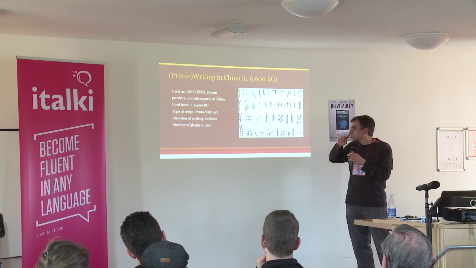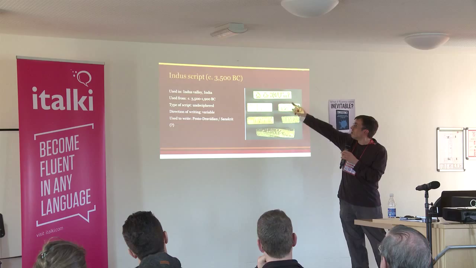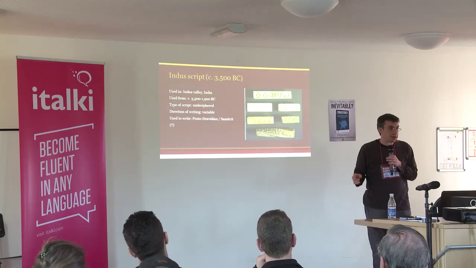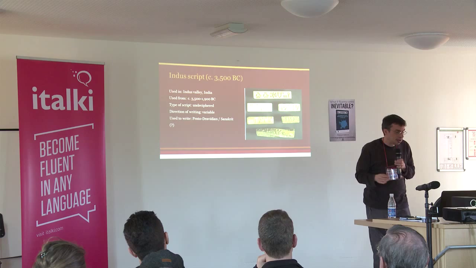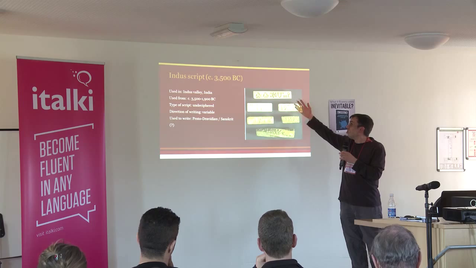And then in ancient India, in the Indus Valley, from about 3,500 BC, they had these symbols. Now, some people claim they've deciphered this. They said it was used to write some kind of early form of Dravidian or Sanskrit. And someone actually sent me a dictionary of this script, saying they've deciphered it. But we don't know. We don't know what language it was used for, what these symbols represent.